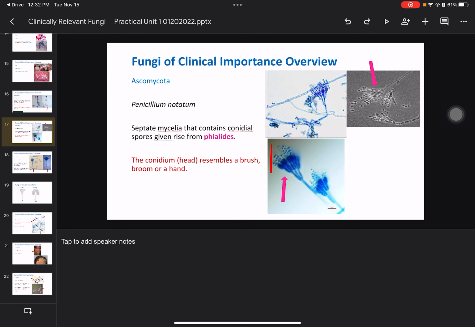Okay, here's how you know it. Penicillium, its actual columella, its actual conidium, its head, looks like a hand. You see it? So it can notate. You see the hand? Right, there's a hand.